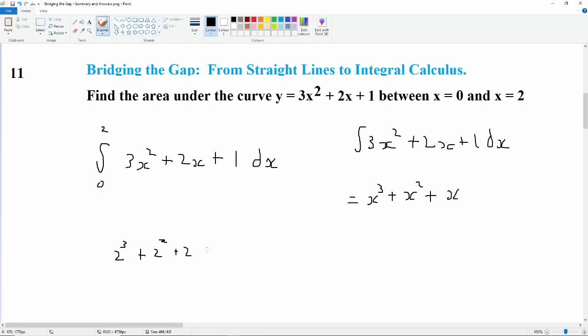So this is equal to 2 cubed is 8, 2 squared is 4, and then we've got 2. So it's 8 plus 4 plus 2. Well, 8 plus 2 is 10. 10 plus 4 is 14. That's 14 units under the curve y equals 3x squared plus 2x plus 1 between x equals 0 and x equals 2. And that's our final answer.